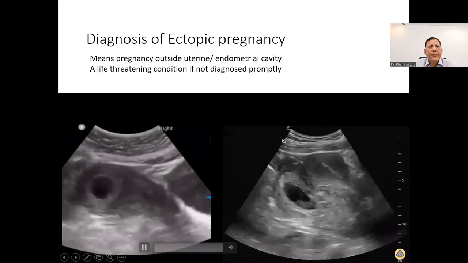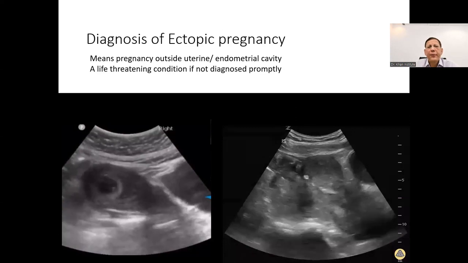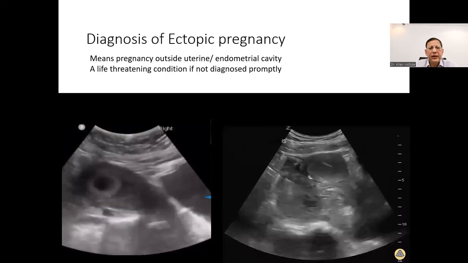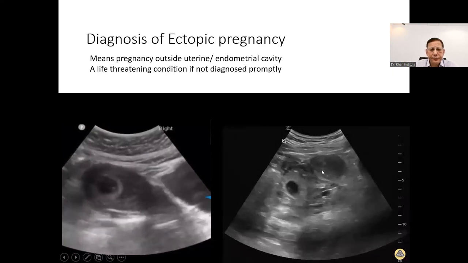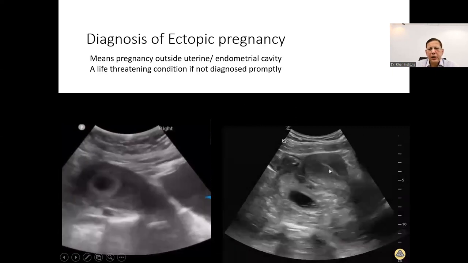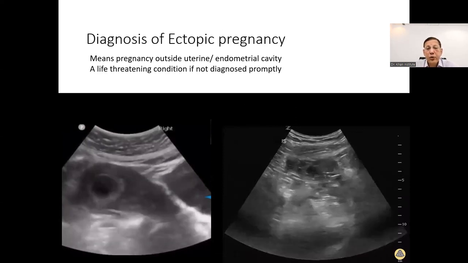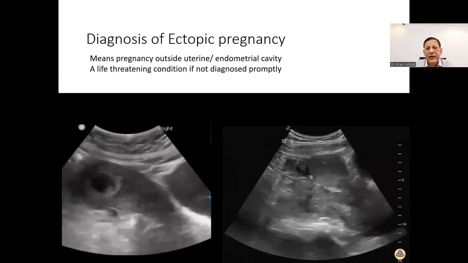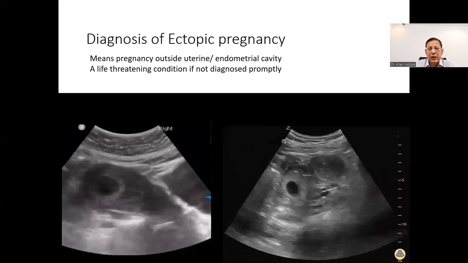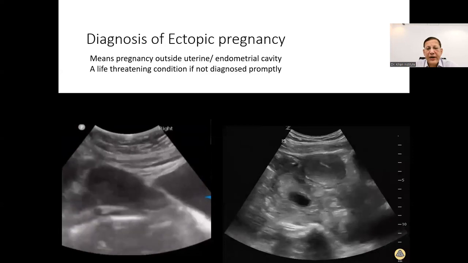Diagnosis of ectopic pregnancy. So what is ectopic pregnancy? Ectopic pregnancy means any pregnancy outside the endometrial cavity. So it may be in the myometrium, but mostly in the fallopian tubes. 99% of ectopic pregnancies are in the fallopian tubes, which are the tubular structures on either side of the uterine fundus.